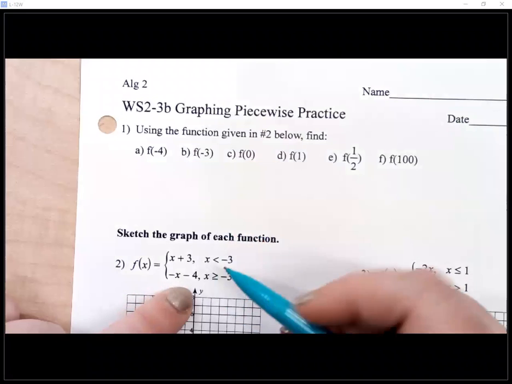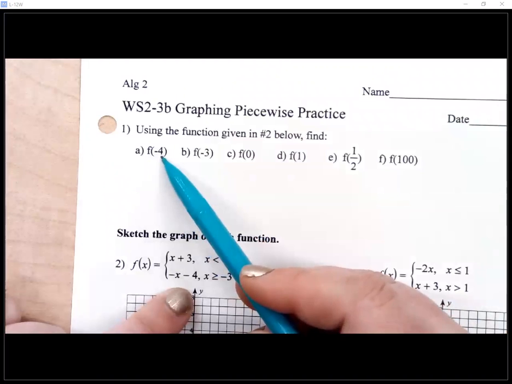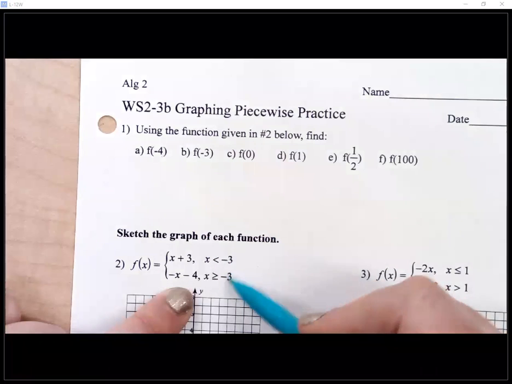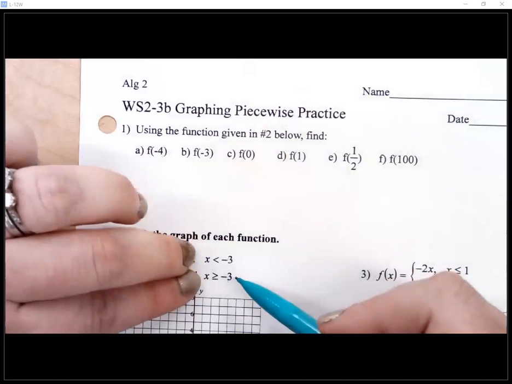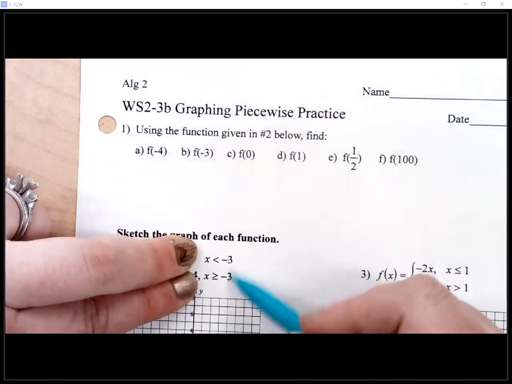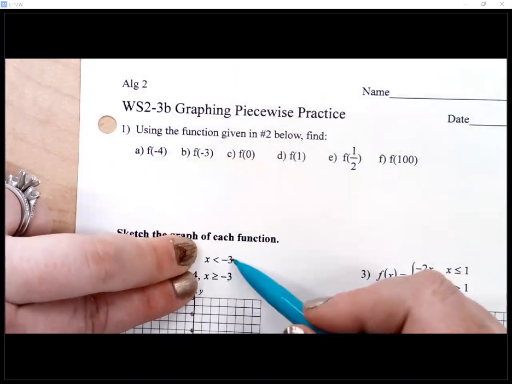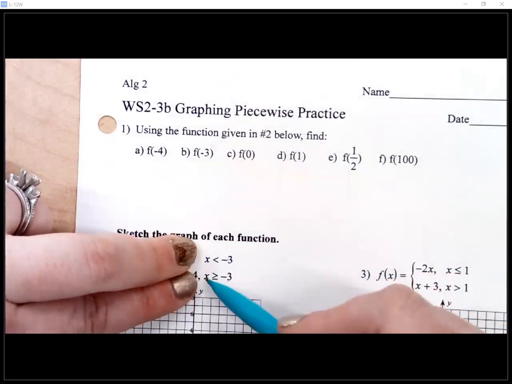If I wanted to find in part A, f of -4, I'm coming down here and I'm looking, all right, where does -4 fit? I'm not even looking at the left-hand side, just right here first. -4 is only going to fit into one of these two. -4 is less than -3. It is not greater than or equal to -3. So I'm going to be using the top branch.